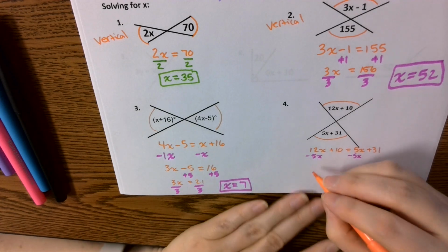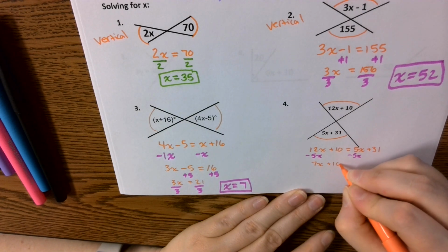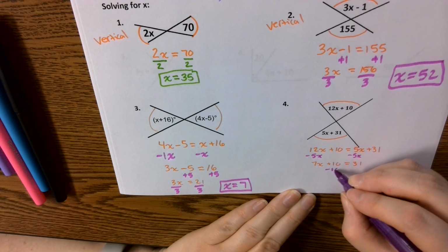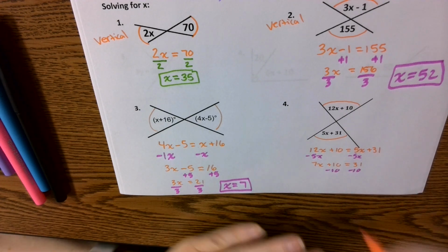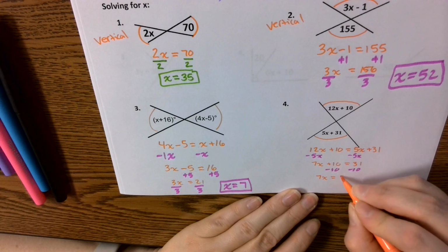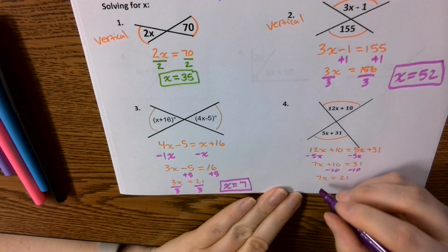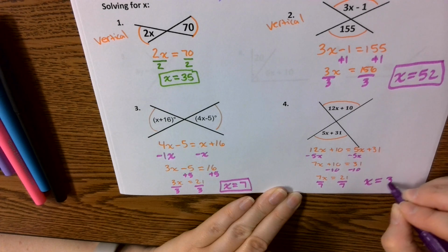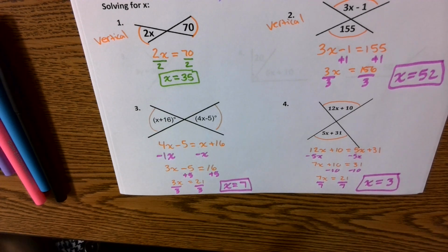That's going to leave me with 7x plus 10 is equal to 31. I would then go ahead and subtract 10 from both sides. That leaves me with 7x is equal to 21. And then the last step is to divide both sides by 7. We'll get x is equal to 3. Okay, any questions so far?